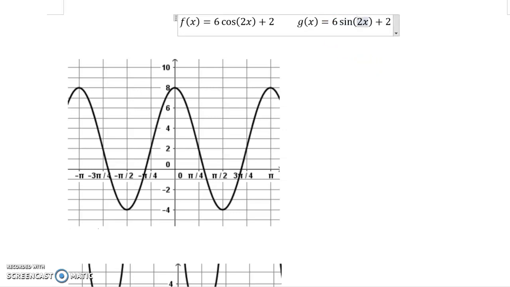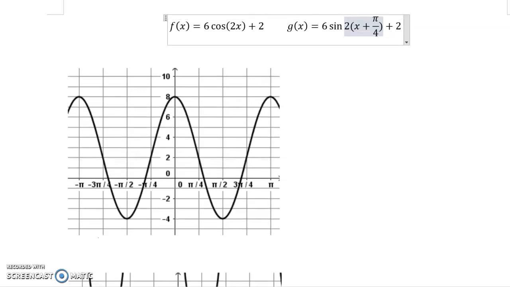And keep in mind, because we're doing a phase shift of pi over 4 to the left, then I need to take this 2 out of that parenthesis and rewrite this as 2 times the quantity of x plus pi over 4, and there is still a vertical shift of 2. So this is how you would take a graph like this and write it into 2 separate functions for cosine and sine.